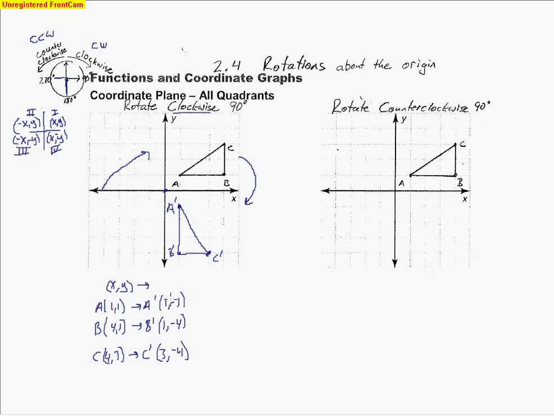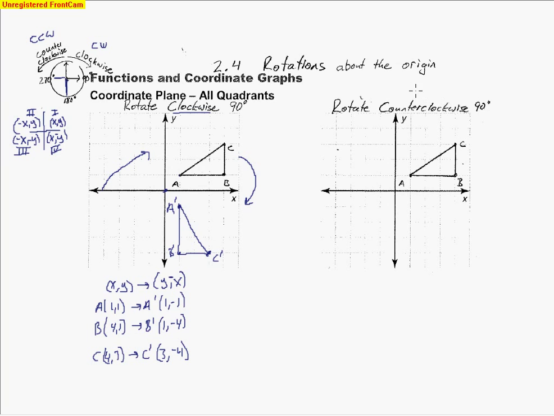So let's see if we can figure out a rule from this. If we look at probably this one here, B or C, we see that X is 4, and Y is 1. Over here, they switch. X is 1, Y is negative 4. So the rule would be that the values switch. But notice how the X value switched sign also. You can see that here. 4 became negative 4. So it's going to be Y, negative X is our rule for 90-degree clockwise rotations.